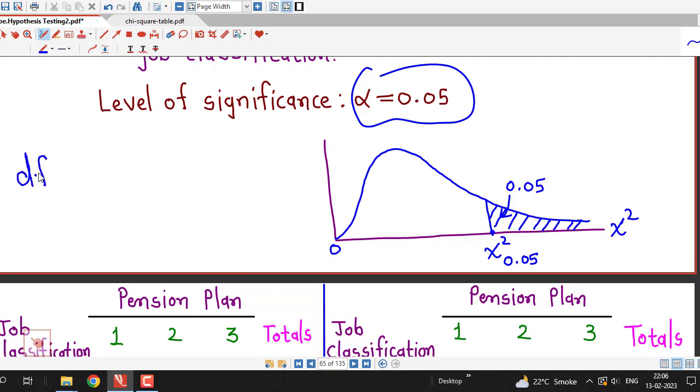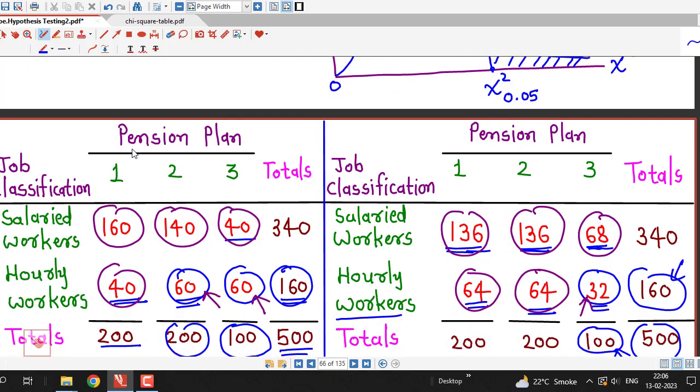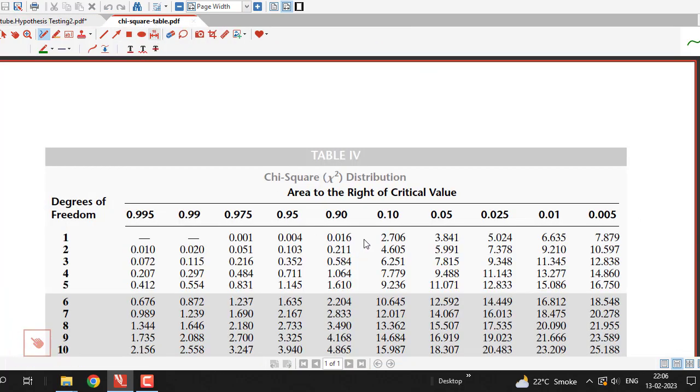We know that the chi-square distribution always takes non-negative values. What about the number of degrees of freedom? It is going to be number of rows minus 1 times number of columns minus 1. Here we have 2 rows and 3 columns. So we have degrees of freedom equal to 2 minus 1 times 3 minus 1, that is 1 times 2, which is 2. So we have to find the chi-square critical value for alpha equal to 0.05 and 2 degrees of freedom. So let's use this chi-square table.